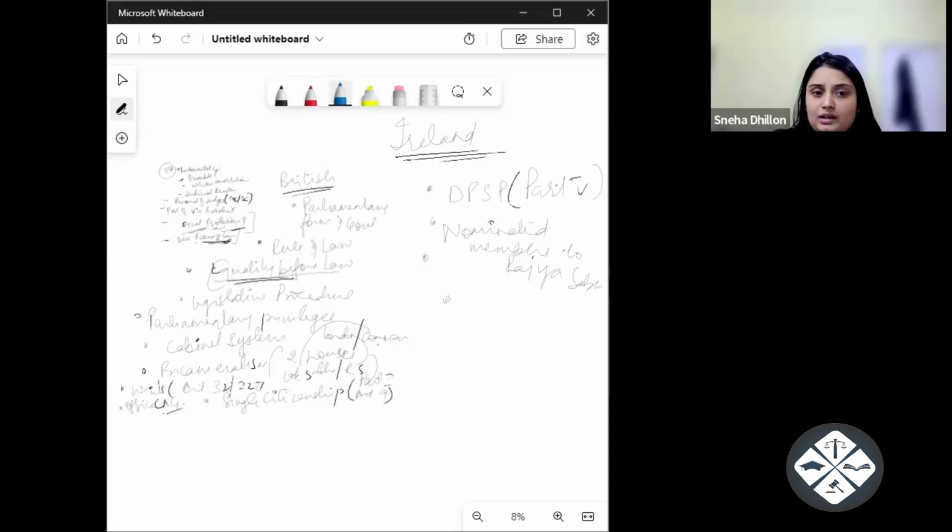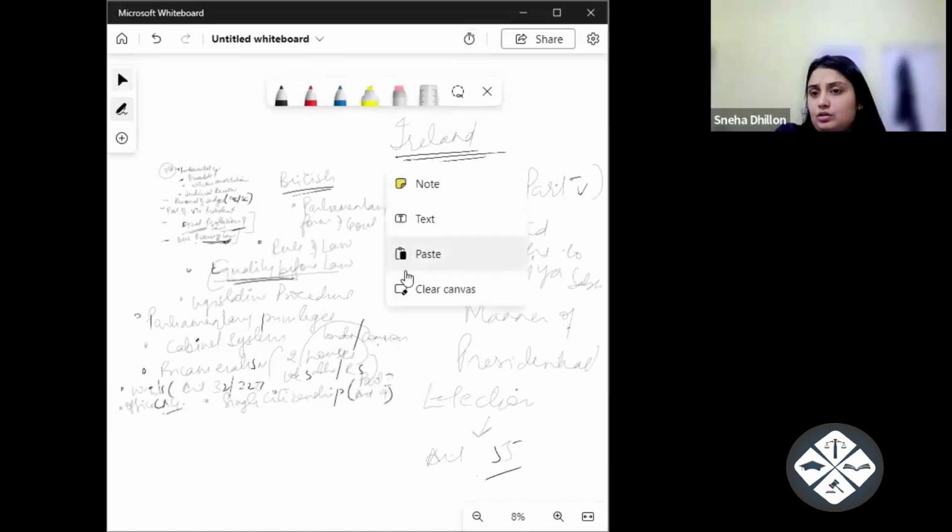And the third one is the manner of presidential election, which is particularly given in Article 55 में जो दिया हुआ है. So manner of election of president is taken from Ireland.